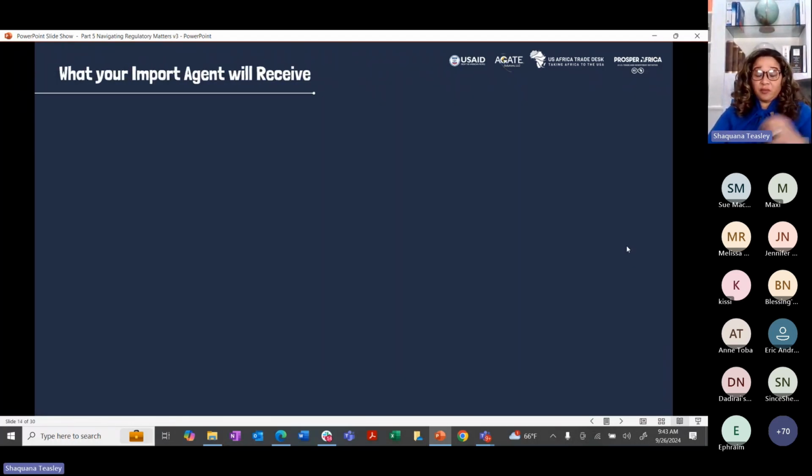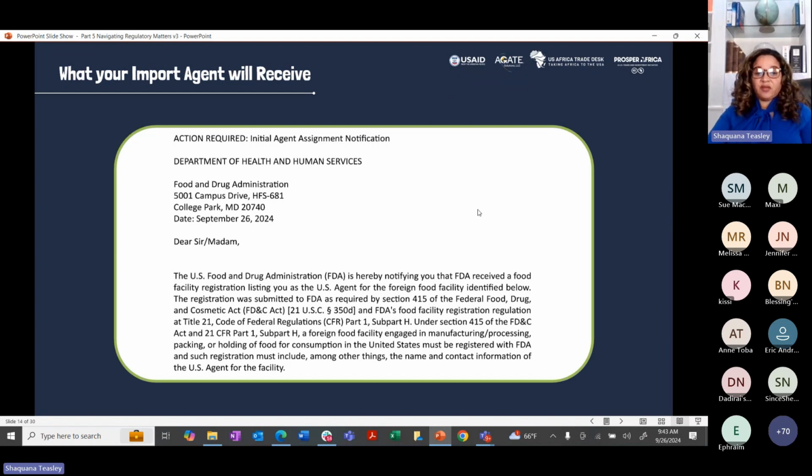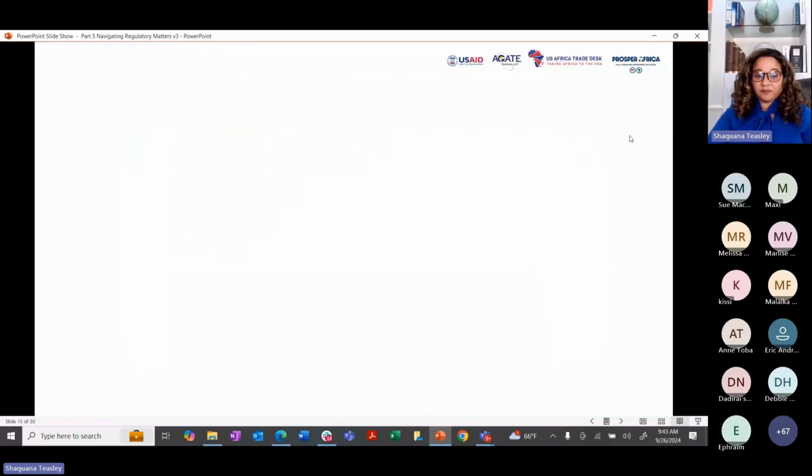So this is what your import agent will receive. Again, it's going to say action required, initial agent assignment. This is the first time they contact your agent. It's also going to quote the regulations that you need to be in compliance with.